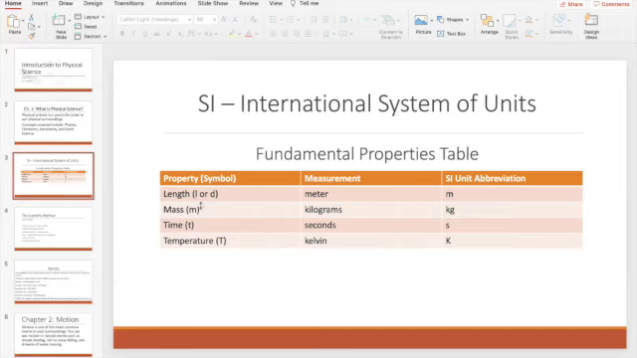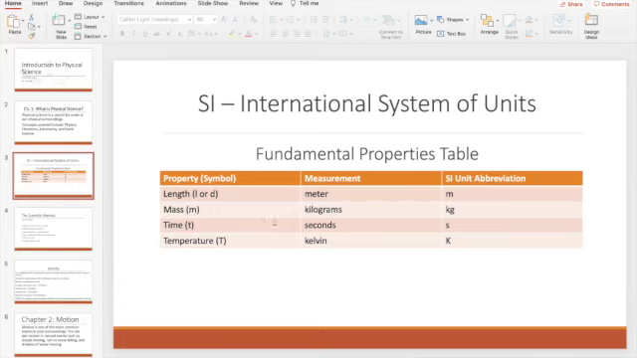All right. So the SI unit abbreviation symbol is just a shorthand version of the measurement. And the property symbol is kind of like a shorthand version of that fundamental property. Okay. So symbol for mass is lowercase m, measurement is in kilograms. The SI unit abbreviation for kilograms is lowercase kg.